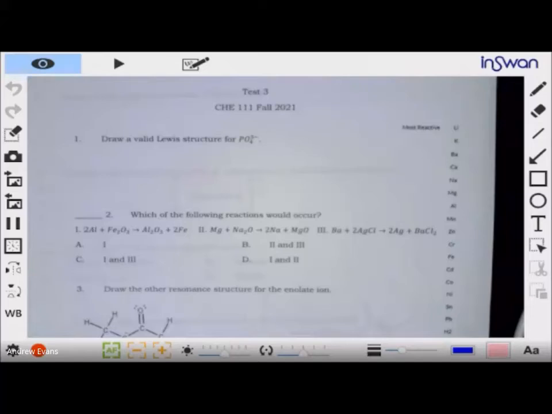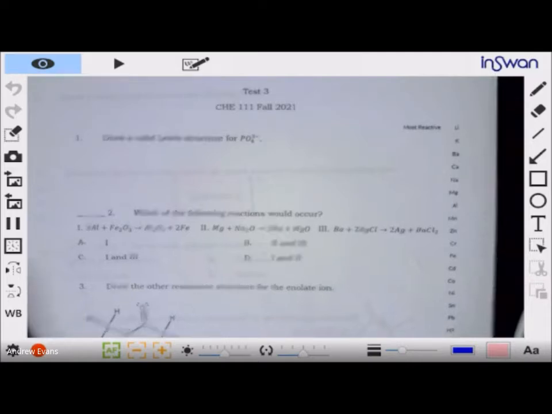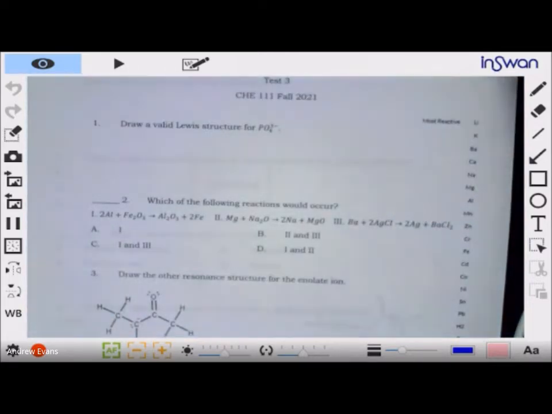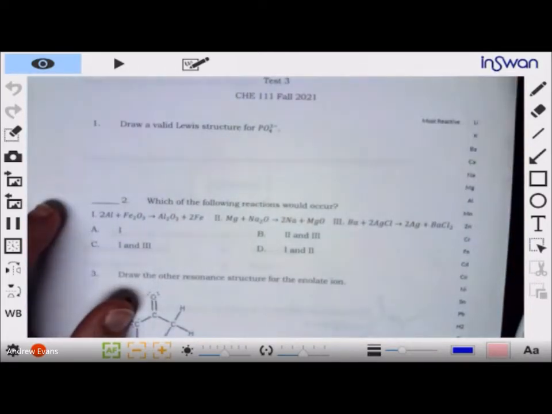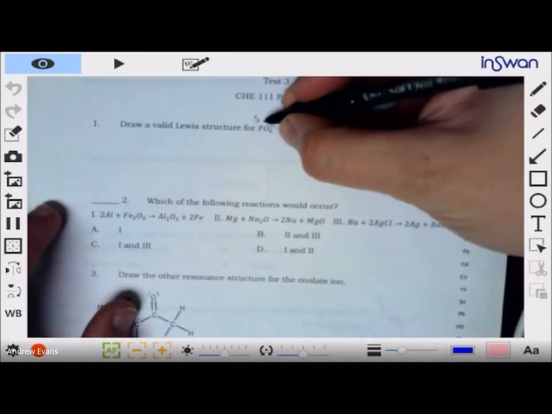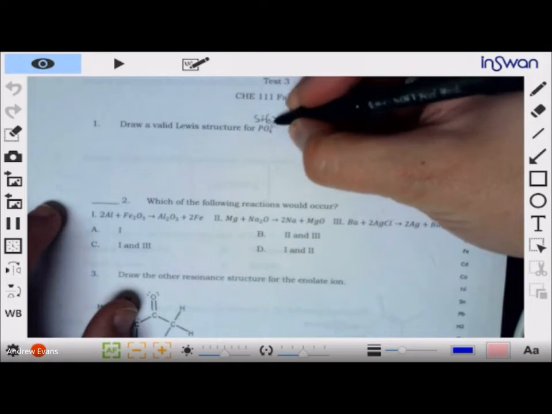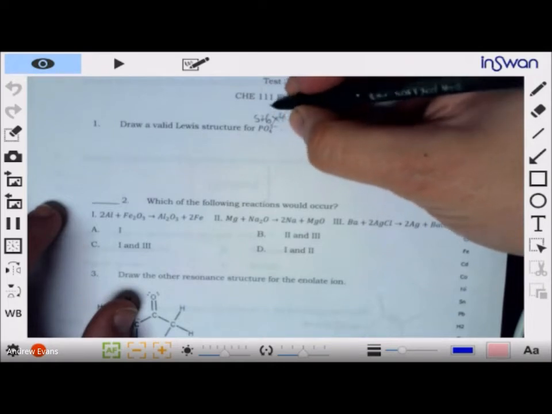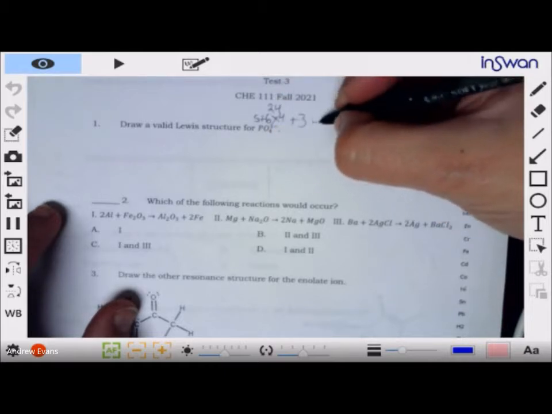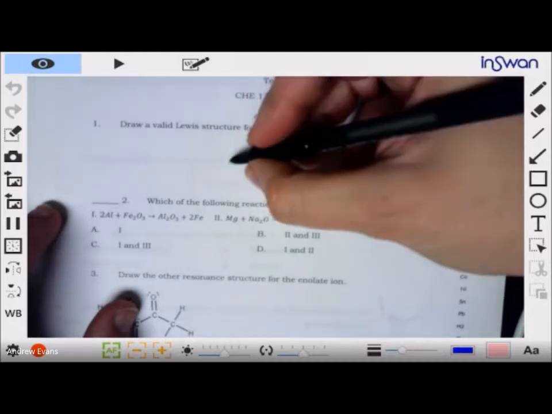So now I'm going to start looking at the test that we just gave, fall 2021. Problem 1. Draw a valid Lewis structure for PO4 3 minus. Phosphorus has 5 valence electrons. Oxygen has 6. 6 times 4 is 24, plus another 3. 5 plus 3 is 8. 8 plus 24 is 32.